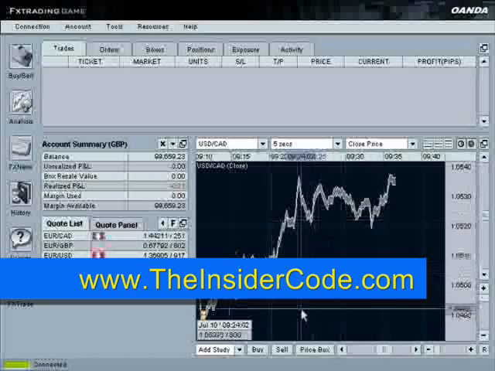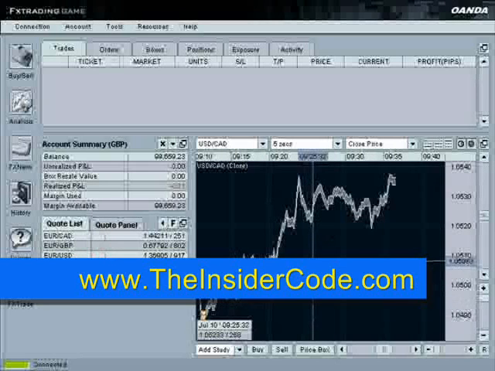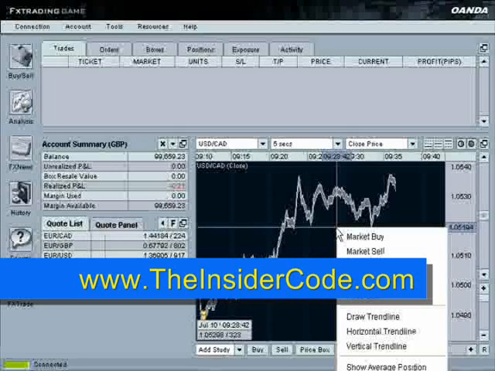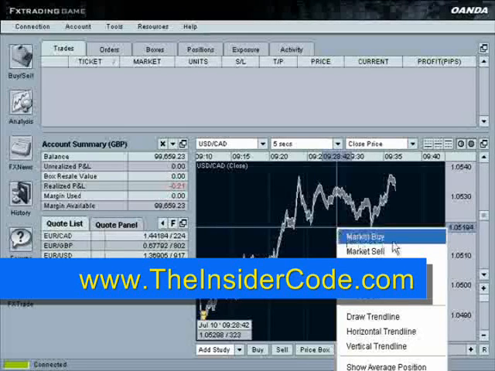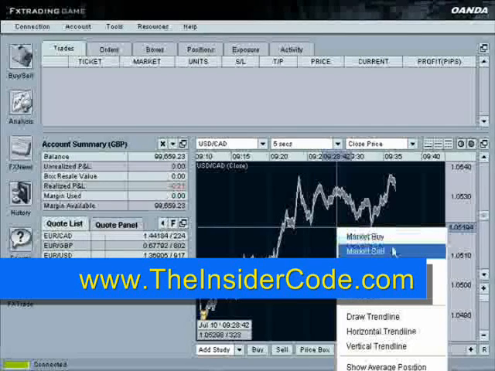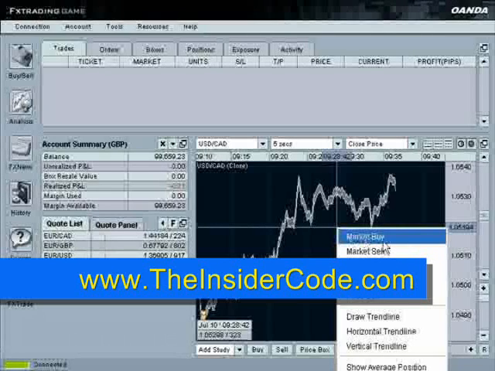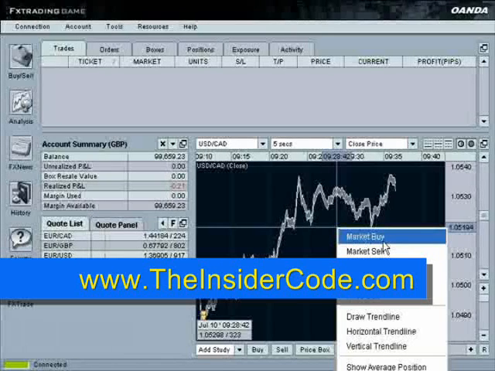Now you can execute orders a couple of different ways. You can actually click on the chart, and you see when you left click on the chart, it automatically brings up buy and sell windows. Okay, of course, if you click on market buy, it's going to buy at whatever price is on your chart.